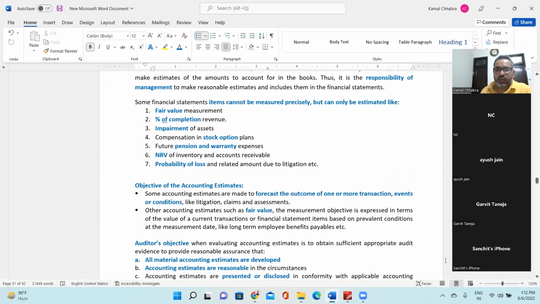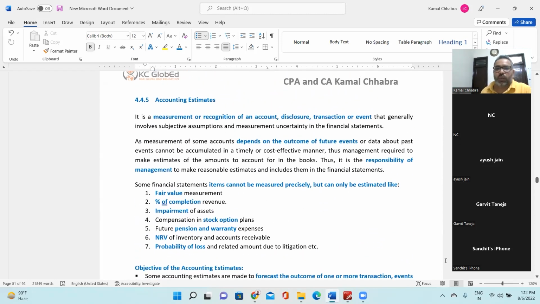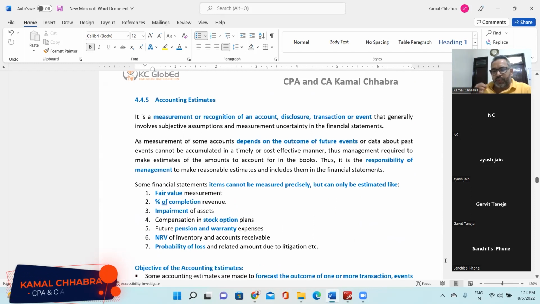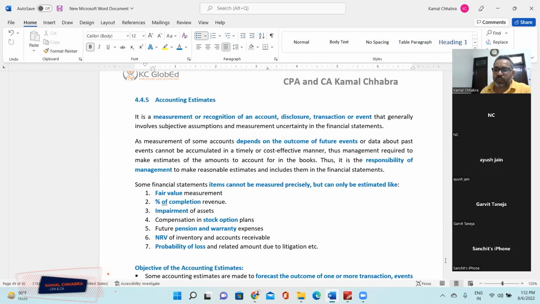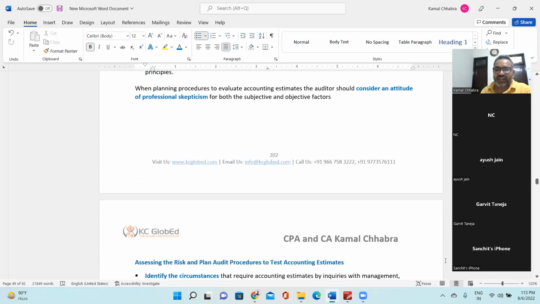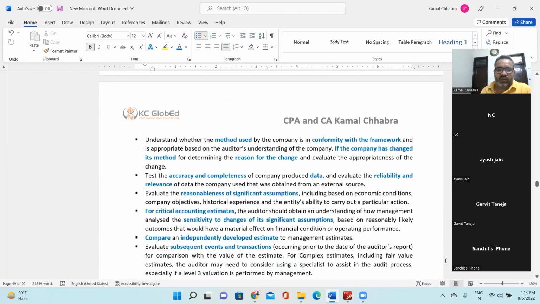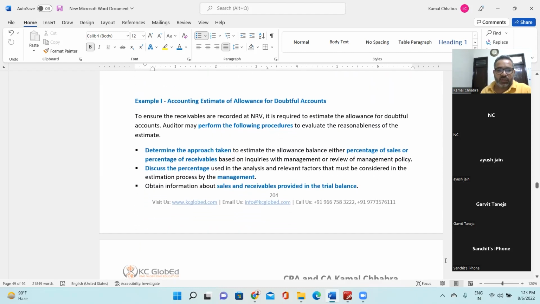Any doubt here? What is accounting estimate? What is the objective of accounting estimate? What all audit procedure we need to perform? And how do we conclude on accounting estimates? So far, so good? Okay, let's do some questions here.